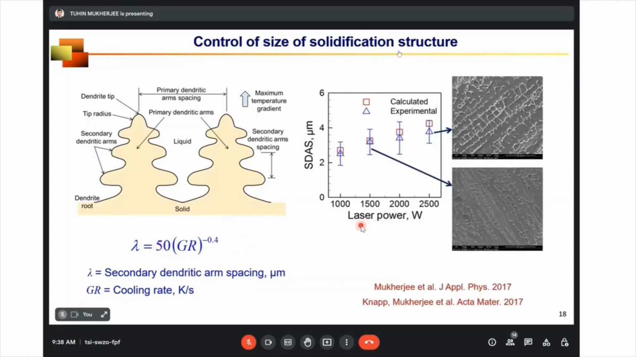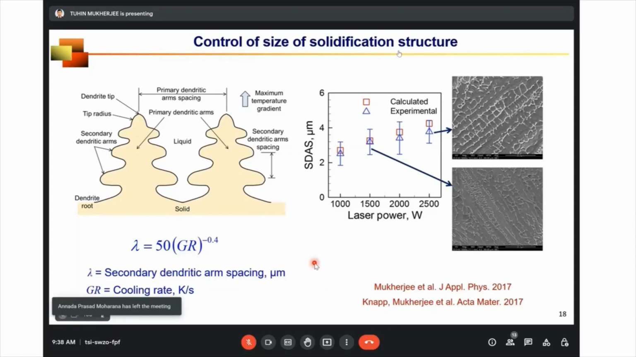So what we do is, for different laser power, we run the code, calculate the cooling rate, put the cooling rate in this formula, and calculate the secondary dendritic arm spacing. And then when we do the experiment, we see it matches reasonably well. So the bottom line is, you can actually use this kind of model to control the solidification structure and its size. And at the end, you can control the properties.